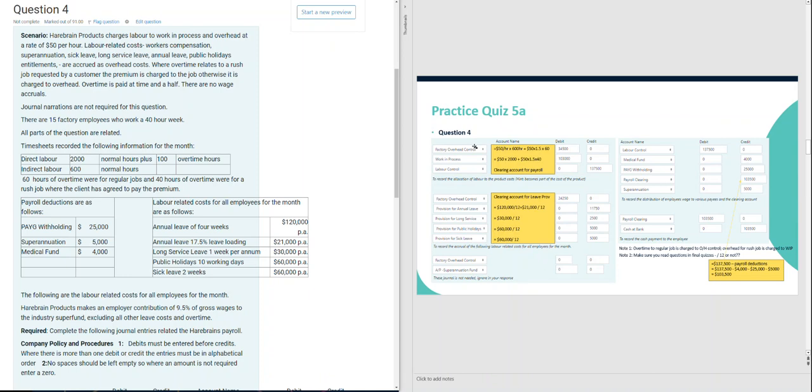There are 15 factory employees who work 40 hours per week. All parts of the question are related. Timesheet recorded the following information. Direct labor hours have 2,000 hours. Indirect labor hours have 6,000 hours. And then your total overtime is 100 hours. And within that 100 hours, 60 hours is relevant to the regular job, and 40 hours is relevant to the rush job, and therefore the 40 hours will go straight to WIP, because it's clearly said in the question where the overtime relates to a rush job, it will be charged to the job directly.